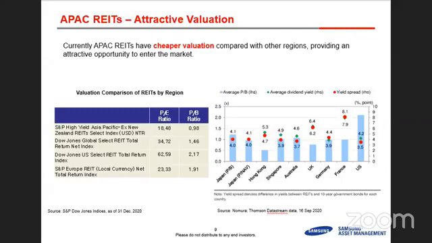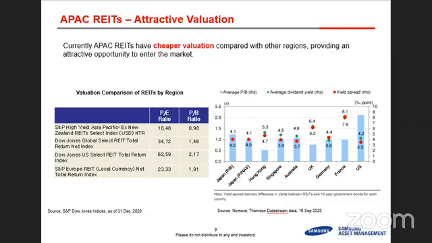And another investment area of REITs, particularly related to the present moment, is the valuation. We see that APAC REITs have a very attractive valuation at the moment. To prove that, we compare several benchmarks. For Asia Pacific REITs, we use the S&P High Yield Asia Pacific ex New Zealand REITs Select Index, which is also the underlying index of the ETF we launched in October last year.